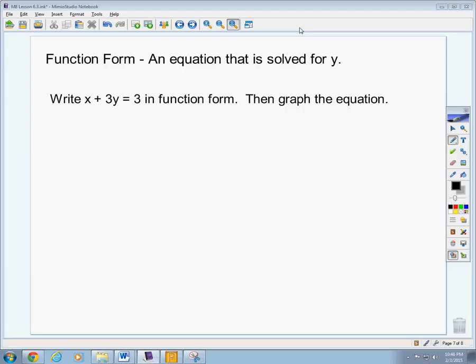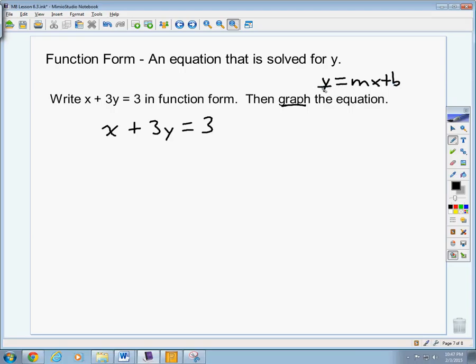So let's look at this example here. It says write x plus 3y equals 3 in function form. Then graph the equation. So all you do is you take your equation, and we can graph this without solving for y, but then we'd have to make an input-output table, and it's actually easier just to put the work in up front and then graph it using slope-intercept form. Remember slope-intercept form, y equals mx plus b, solved for y.